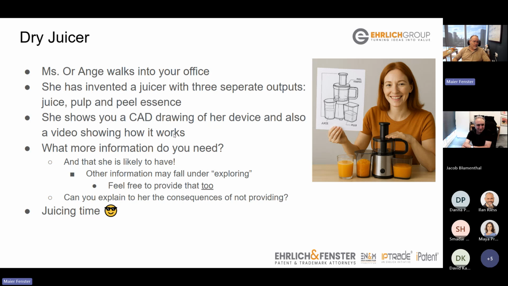Just to give you an example, Mrs. Orange walks into your office, and she invented a juicer which simultaneously juices out the juice, the pulp, and the essence of the peel. And she shows you a CAD drawing of the device, just like we showed you with the scissors, and also a video showing how it works. So I think you now understand that this is the beginning of the disclosure and not the end of the disclosure.